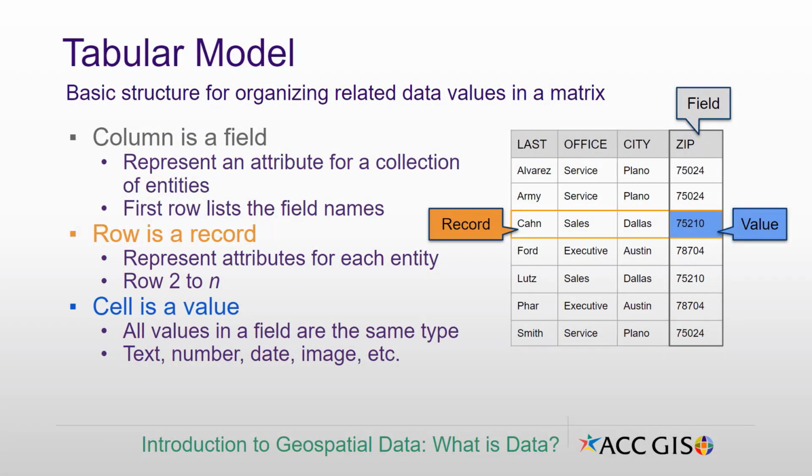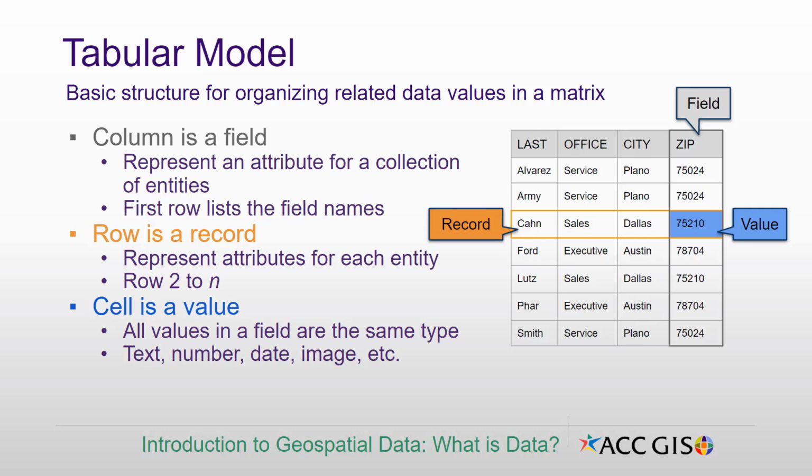Now that we've taken unstructured observations and turned them into structured data, we need to store that data somehow in our computer. And we can do that utilizing the tabular model, which is a basic structure for organizing related data values in a matrix. You do that by arranging the data in columns and rows and storing the data in cells.